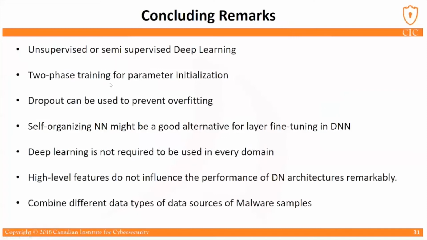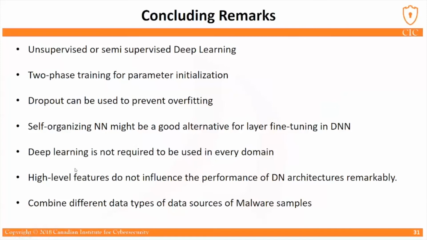And there is two-phase training for parameter initialization, which means we can have unsupervised pre-training. Some of them have used it in their approaches. It could assist us in assigning the initial weights and biases. And one of the problems of deep networks is that they might lead to overfitting. But dropout is an operator that can be used. It means that we free some of the neurons to let other neurons decide. And a self-organizing neural network could be another alternative for layer fine-tuning.